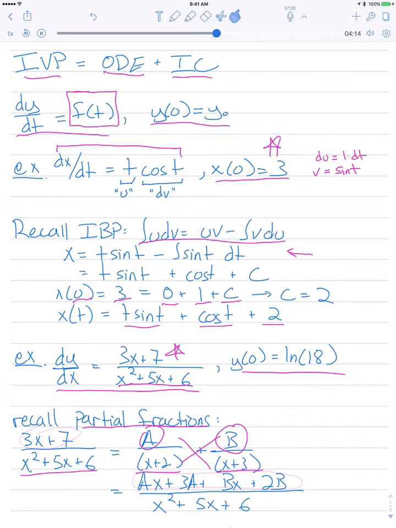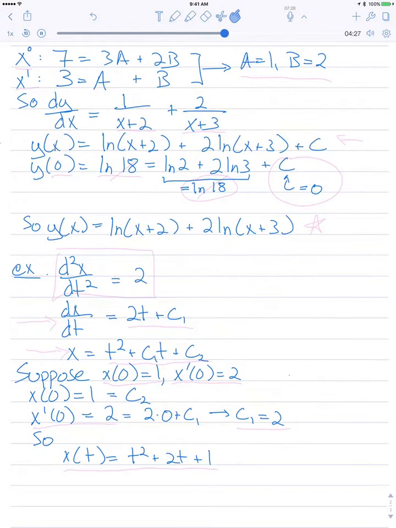So 3x plus 7 has to equal ax plus 3a plus bx plus 2b. And when you have two polynomials equaling each other, it means the coefficients have to equal each other at each degree. So what that means for us is that at the power of x to the 0, that's the constants, we have 7 equals 3a plus 2b. And at the power of x to the first, we have 3 equals a plus b.